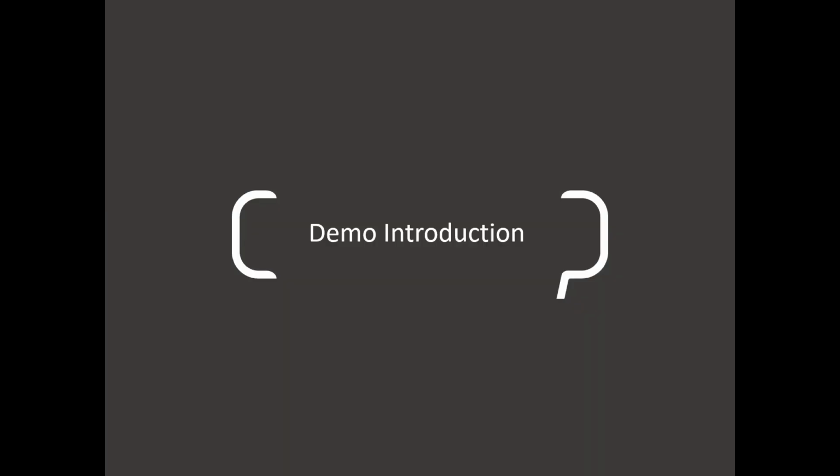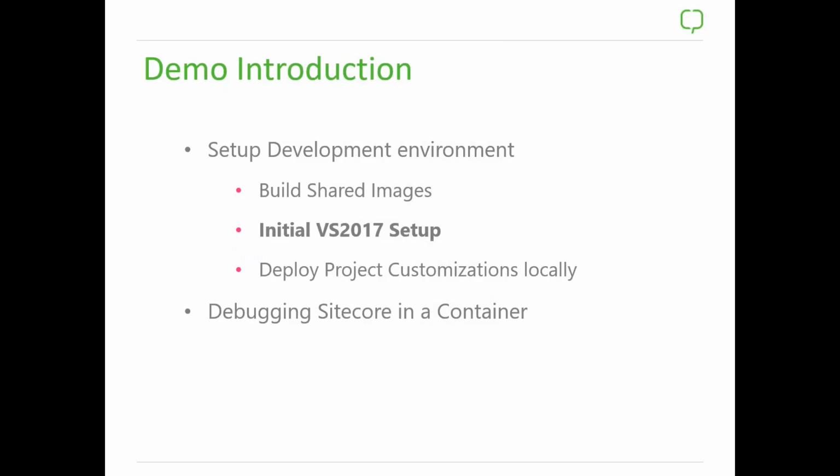Now we're going to describe what we are going to demo. We have said that we're going to set up a development environment and we are going to debug Sitecore within a container. The process of setting up the environment has three main steps. The first one is the building of the images. However, this step is very simple to do. It's just running a command and we will see it later. But building the images might take maybe 1-2 hours depending on the number of images that we are building. So we cannot show it right here because we would be waiting for too long.